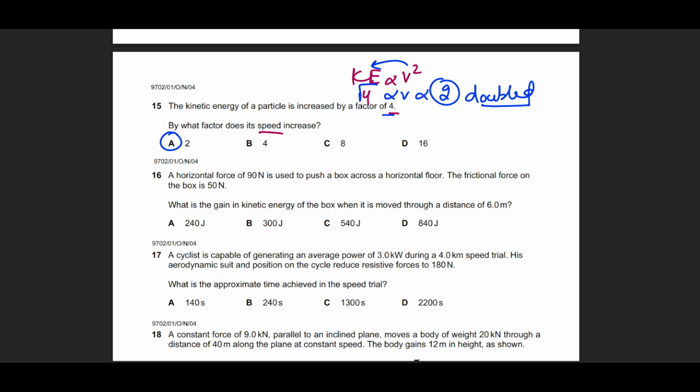You can see it the other way around as well. If you put half mv squared, and then you put 1 over 2 m into (2v) whole squared, this becomes 4v squared. Initially it was 1, now it is 2, giving you 4 times the kinetic energy. So this statement is plausible and this option is right.